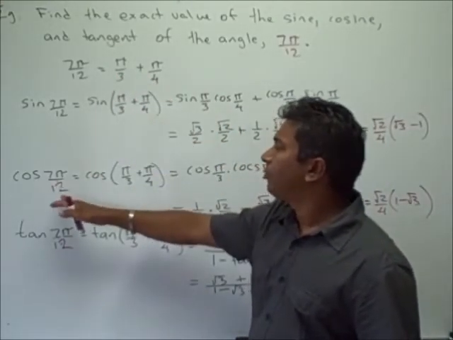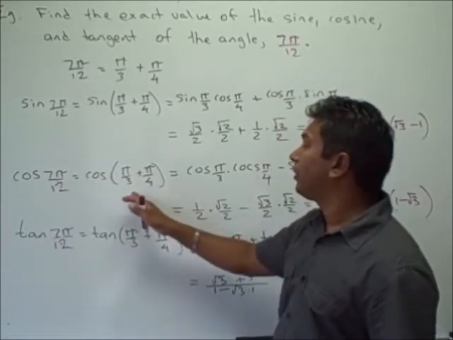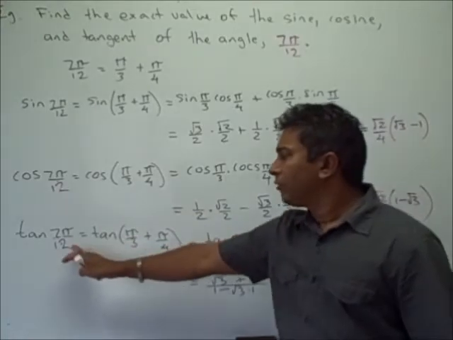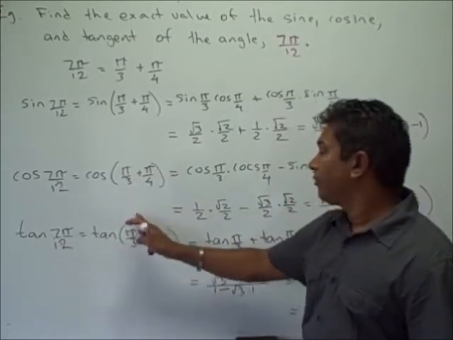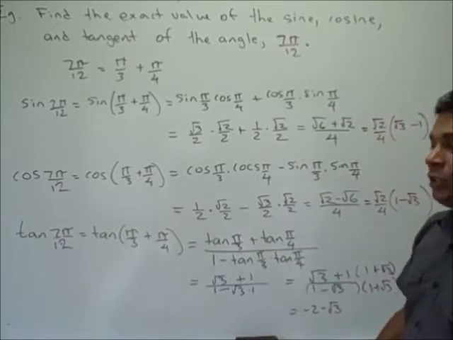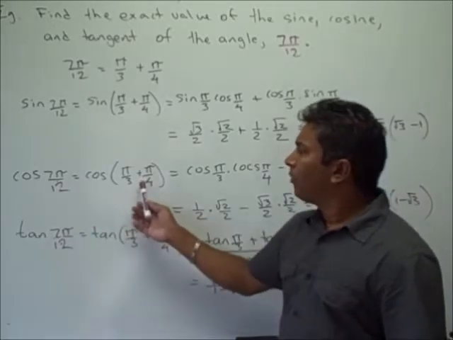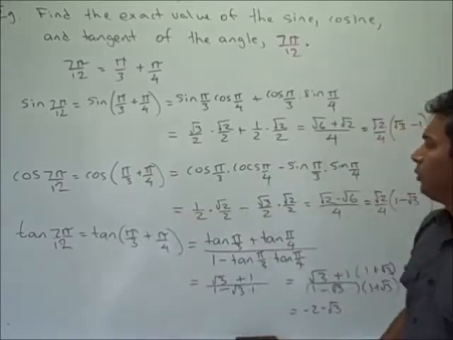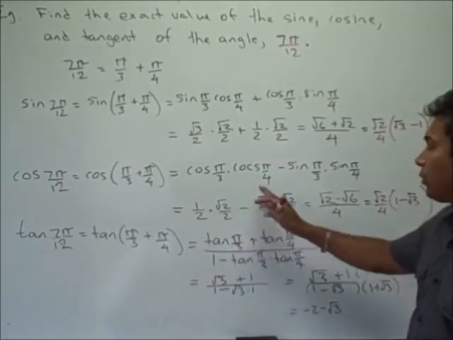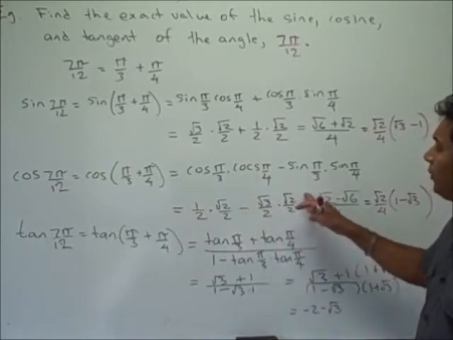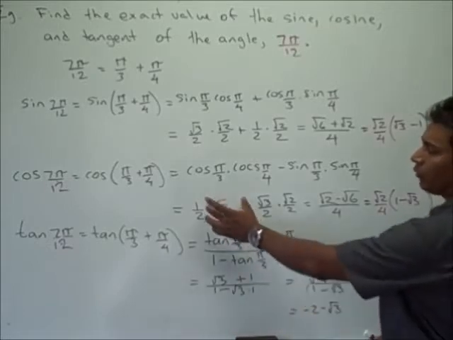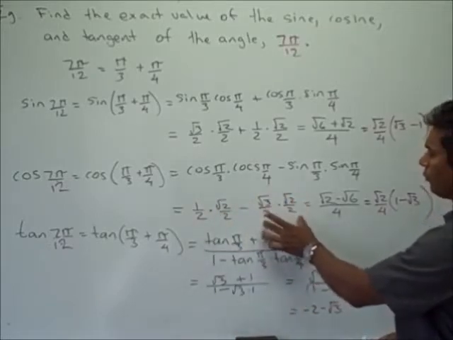The cosine of 7 pi over 12 is equal to the cosine of pi over 3 plus pi over 4, and the tangent of 7 pi over 12 is equal to the tangent of pi over 3 plus pi over 4. Using our sum identity for cosine, we get 1/2 times the square root of 2 over 2 minus the square root of 3 over 2 times the square root of 2 over 2. This simplifies to give us the square root of 2 over 4 minus the square root of 6 over 4.